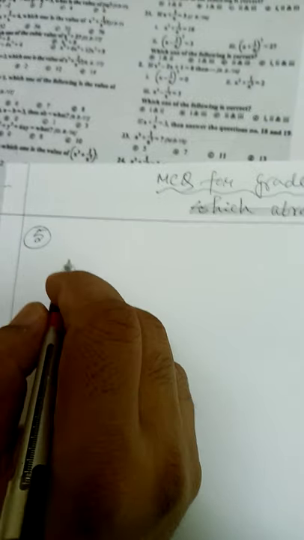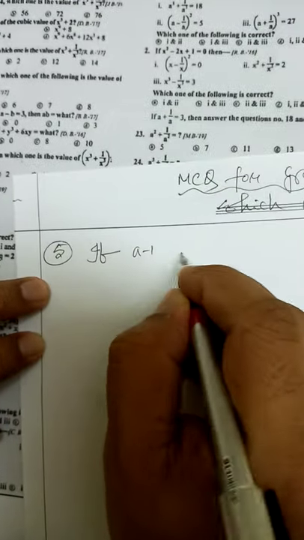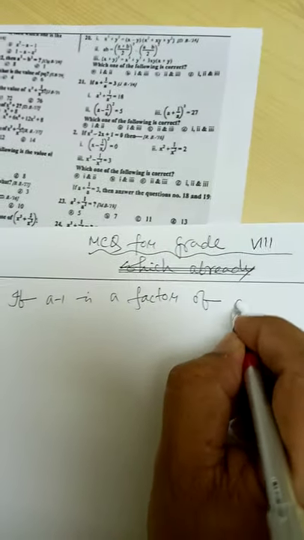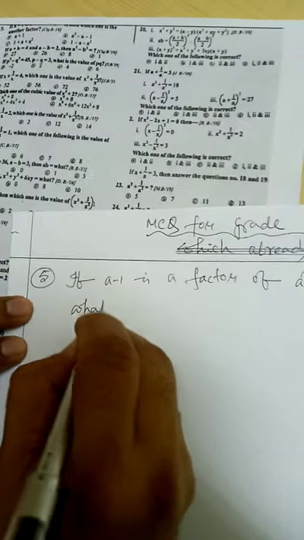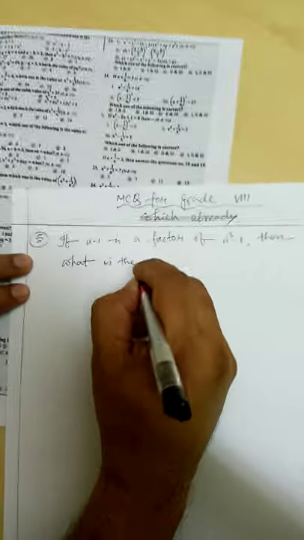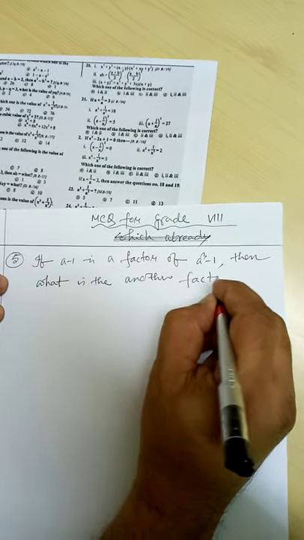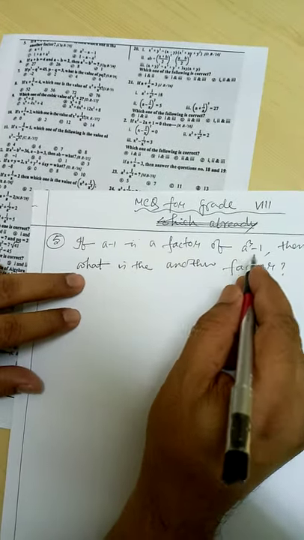Dear students, look, question number 5, which given, it was not clear. Now I am repeating. If a − 1 is a factor of a³ − 1, then what is the other factor? Okay, a − 1 is a factor of a³ − 1.